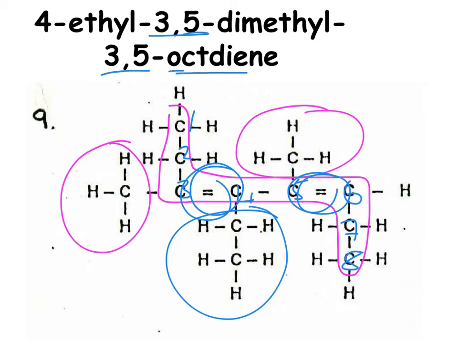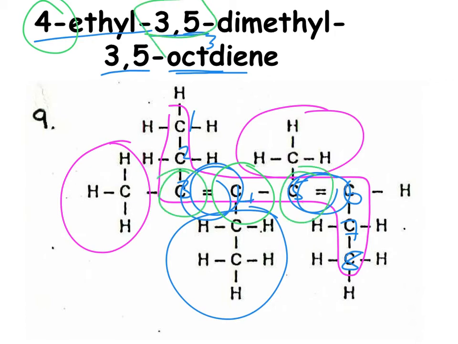You could have said oct-3,5-diene. That's fine. Then we've still got the ethyl and the methyl group to put on. Ethyl goes first because it is alphabetical, and so it is number 4 ethyl. And on number 3 and on number 5, I have got 2 methyl groups, so I say dimethyl.